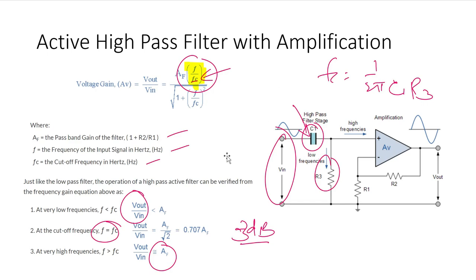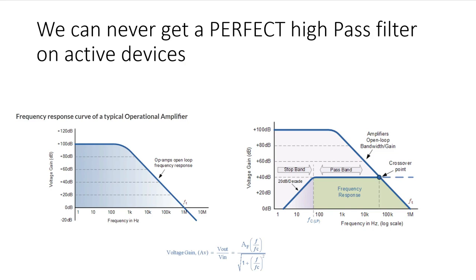Okay, so this is pretty much it for the high pass filter with amplification, and this is the voltage gain equation for this. But we can never get a perfect high pass filter with active devices. That problem was discussed in the previous section, but here is the graphical representation of that. Due to the fact that the denominator has F by Fc, a high frequency will make the denominator high. So if this denominator is very high, this term will become, let's say, 0. So 0 multiplied by F by Fc will give us 0.